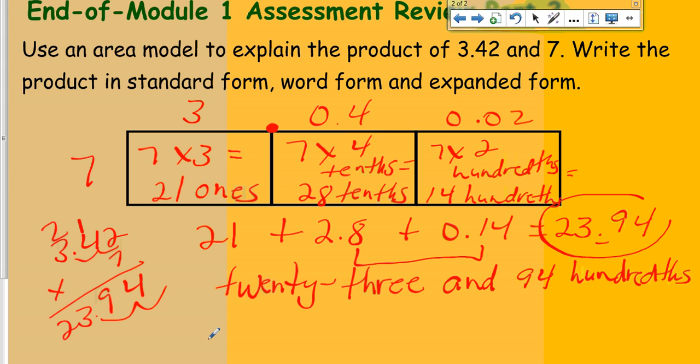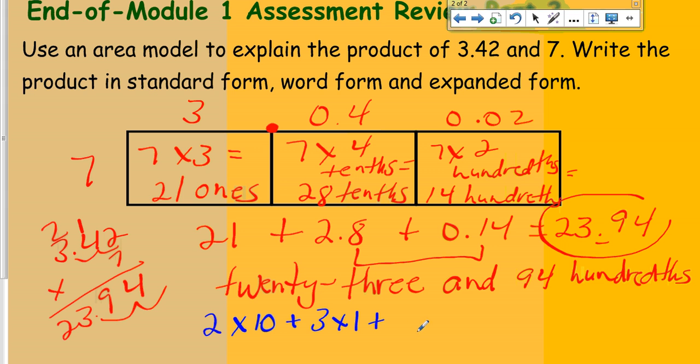So expanded form basically means we're taking each place and we're just adding it. So for example, if our answer is 23.94, in this case, we're going to say 2 times 10. So that's going to give us 20. This is expanded form, okay? Plus 3 times 1. Okay? And this is all the place values. So this is the tens, this is the ones. Now we're getting ready to move into the tenths. So we're going to have to put plus.